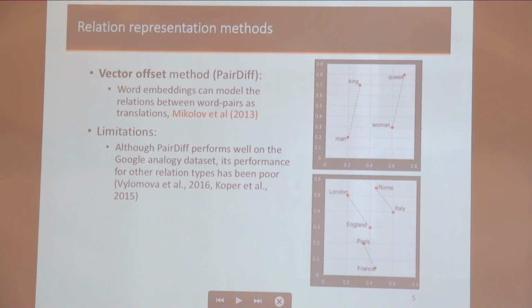The second approach is vector offset, which was proposed by Mikolov in 2013, when they showed that when we subtract man from king, the result is approximately a vector similar to queen minus woman.